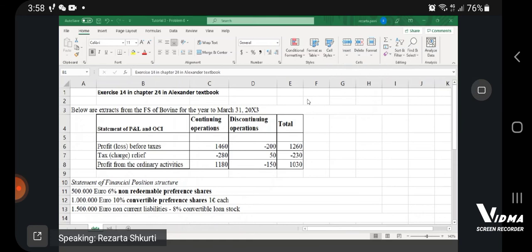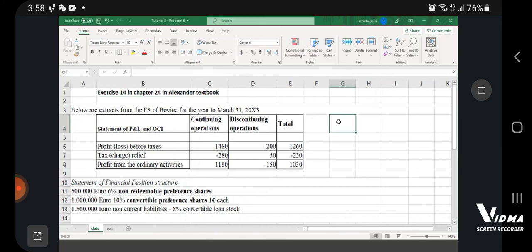Okay. Maybe there is some data missing. I apologize for that. We will correct it. When we upload the Excel file right now, you will have the complete information.